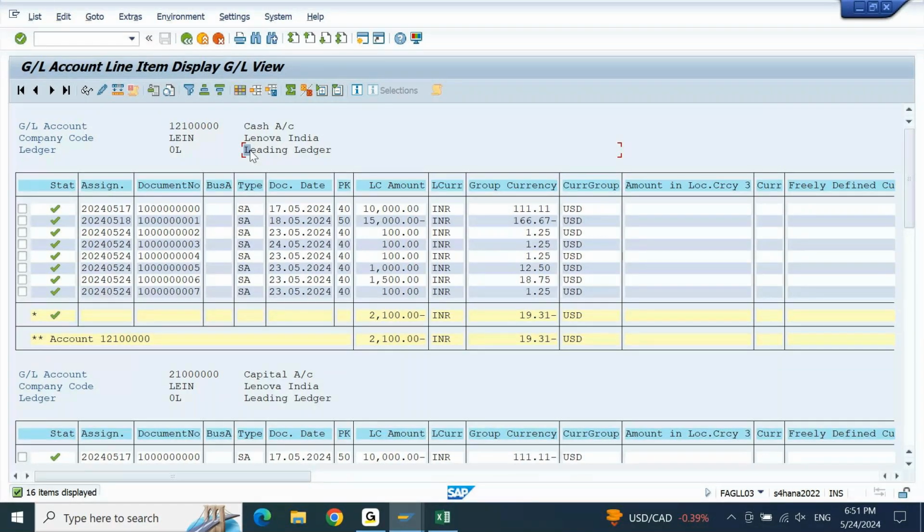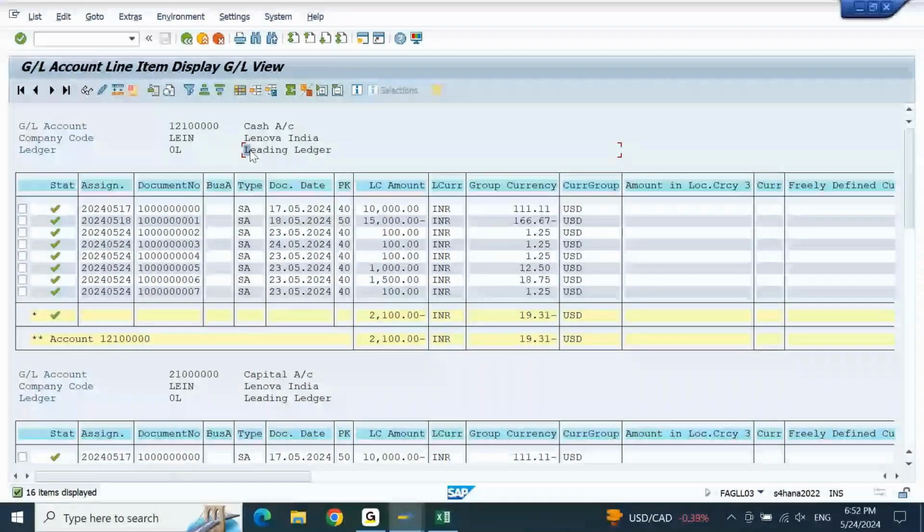If you want to control anything, please create a non-leading ledger, do whatever you want there, but not in leading ledger. In leading ledger, strictly you need to follow SAP standard functionalities, SAP standard instruction. You cannot play with leading ledger.